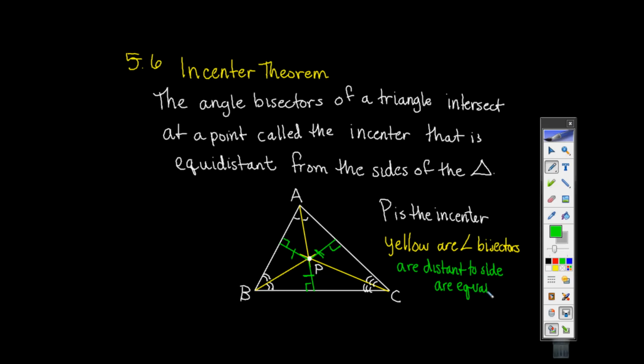Every corner has a different bisector. So if that's ABC, we'll call this D, E, F. Hold on one second. So PD is equal to PE is equal to PF.